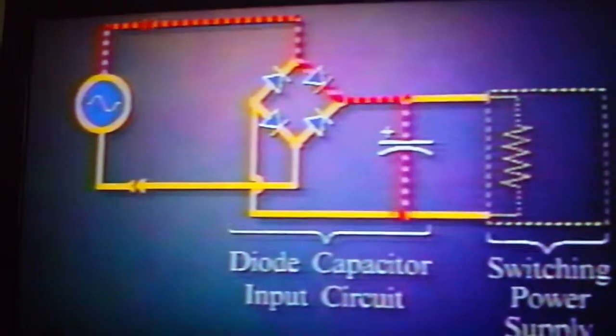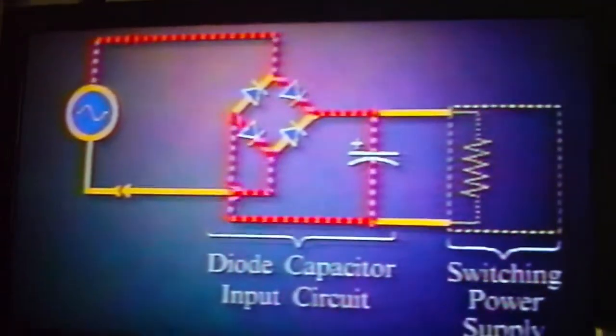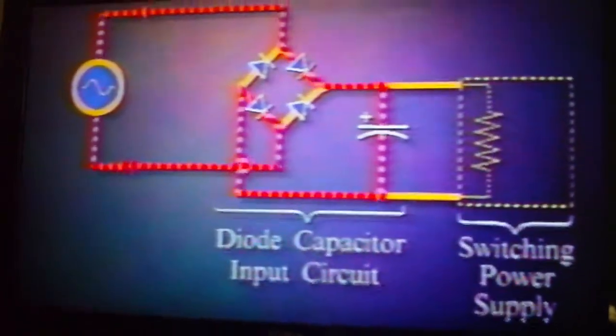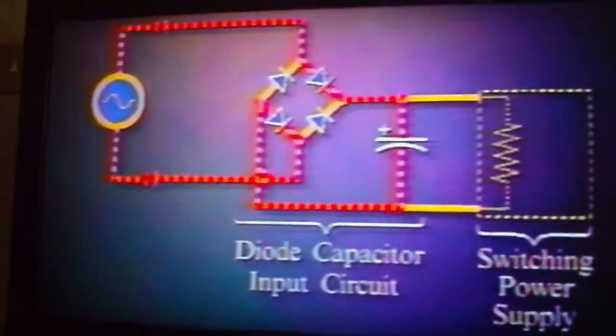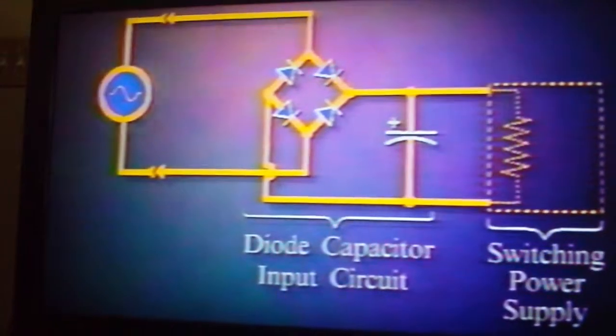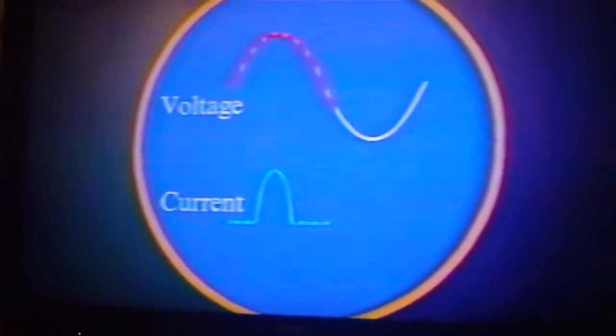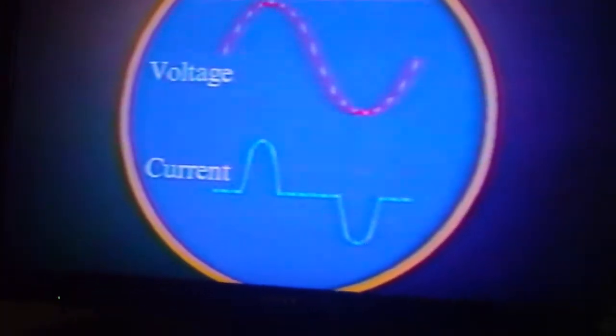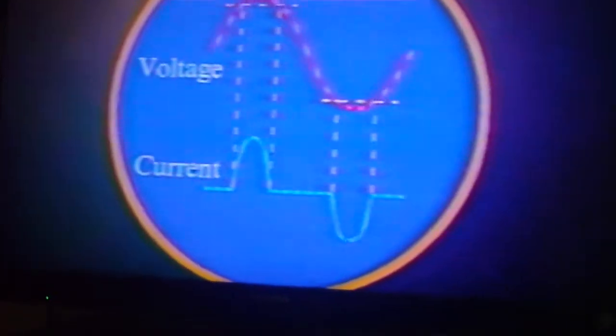This type of circuit converts AC voltage to DC to charge a large capacitor to the peak of the line voltage. The equipment then draws DC current from this capacitor to power the rest of the circuit. As the voltage goes through a complete cycle, the circuit draws short pulses of current only during the peak of the line voltage. This causes the current to become distorted, and it's this distortion which contains harmonics.